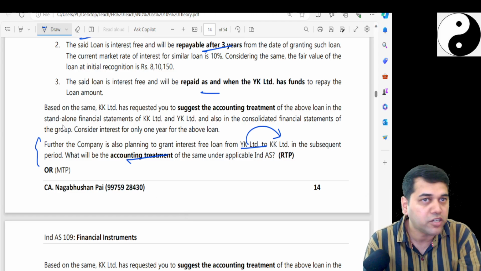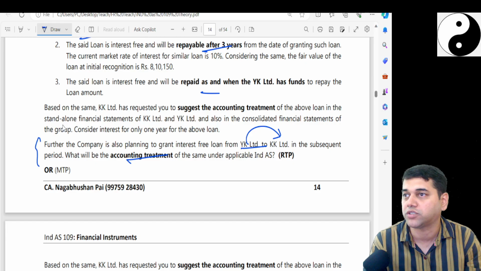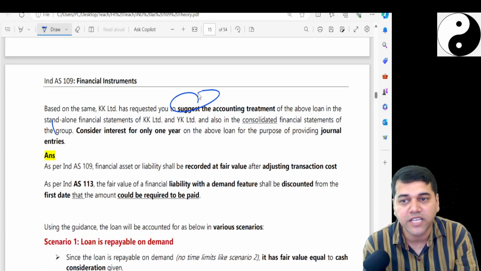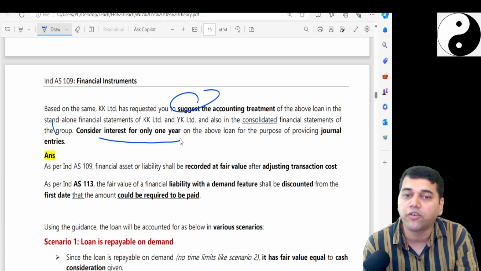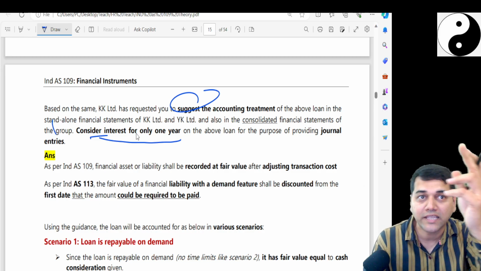In that examination, they didn't ask you. Maybe in your attempt, they may ask you this one-mark question. So based on the answer, suggest the accounting treatment, considering interest only for 1 year. See, the journal entry you should give only for 1 year. Don't give the full entries like the previous one.